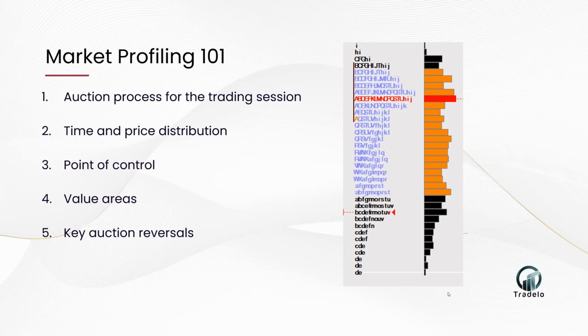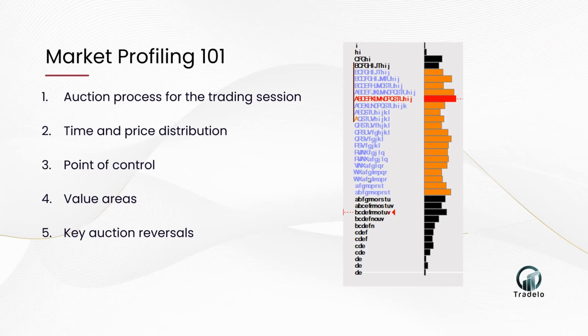And then finally we have key reversals. Very, very important. Things like single prints, things like tails. That's in essence when there's speed. In other words, the market auctions very quickly away from certain price points. In this example, we don't really have a key auction reversal. We've got a little bit of an auction reversal at the low, not a perfect one by any means, but in essence, we can see the market transacted very little volume at the low, and it spent very little time. So that is an example of a reversal. It's not a key auction reversal.